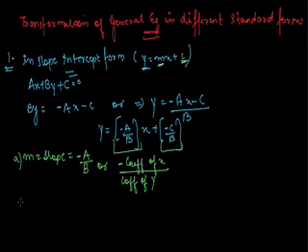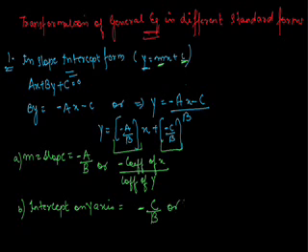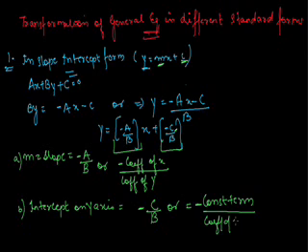This is one point, and second is the intercept on the y-axis. Intercept on the y-axis is minus c upon b, or minus constant term, as c is the constant term, upon coefficient of y. As we know that coefficient of y is b, coefficient of x is a, and this is the constant term. So we have used it in the formula.